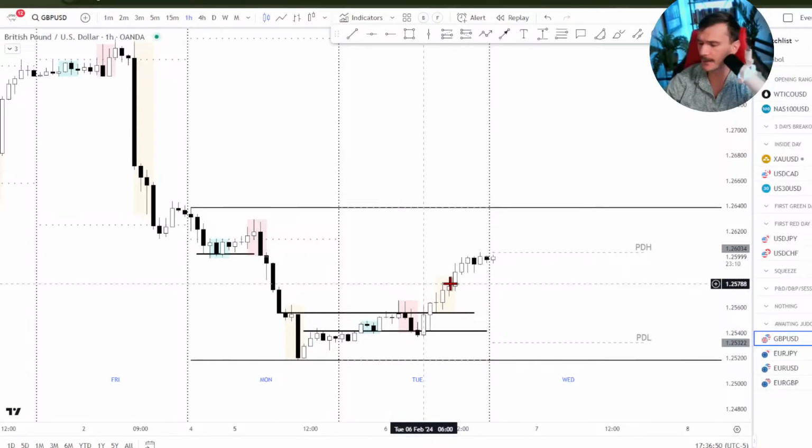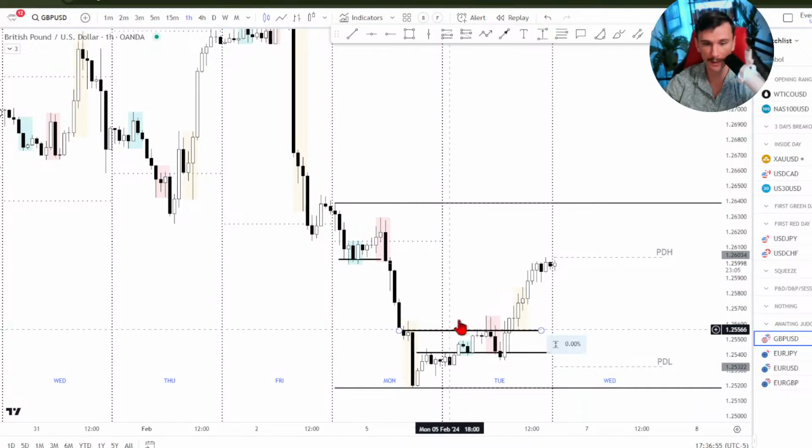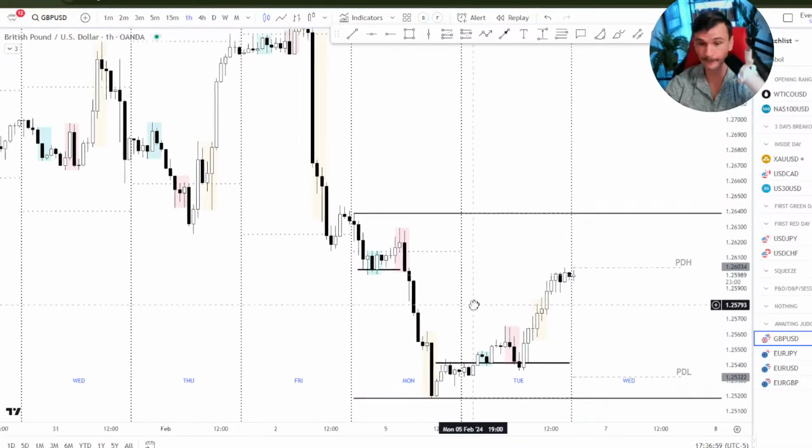I saw somebody in the comments saying that they traded the pound dollar today, so fantastic. I don't know if you saw it this exact same way, but that's my view on it. Nice trade.